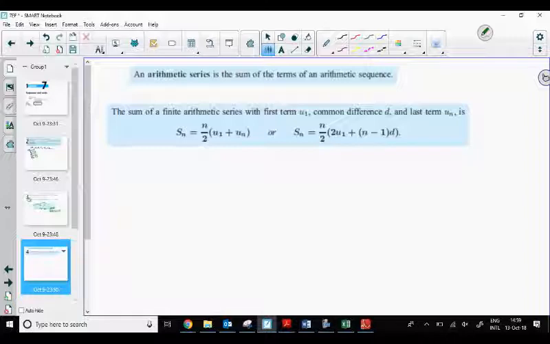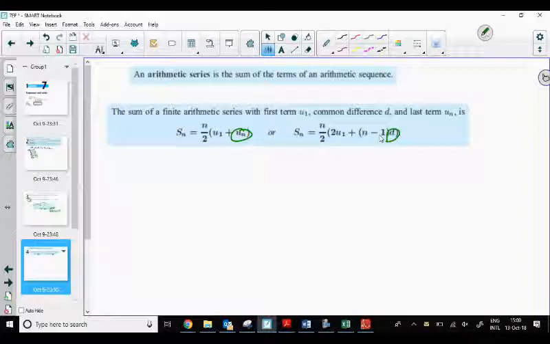Here are two more formulas from the formula book. When we're dealing with an arithmetic series, that's the sum of the terms of an arithmetic sequence, there are two options, and I'm not saying that one's better than the other. Just one might be easier than the other depending on what information you have in the problem. The one on the right requires us to know the value of d. The one on the left requires us to know the explicit formula for the sequence.